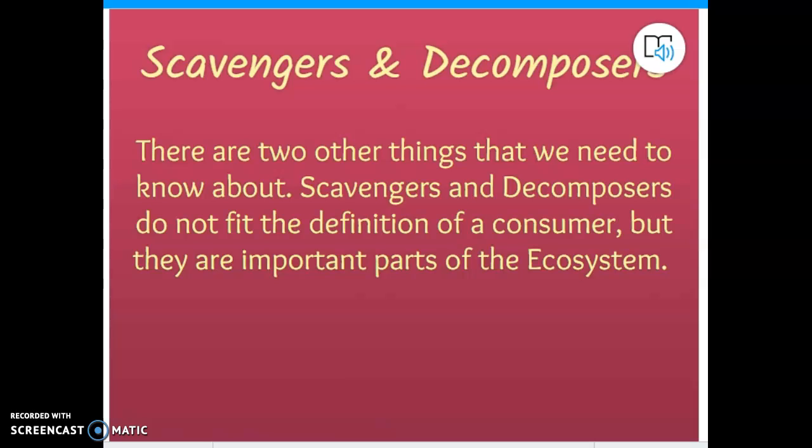We talked about two other things, scavengers and decomposers. And although they are consumers, they do eat things. It's kind of hard to really place them into one of those other categories. So they kind of have a category of their own.